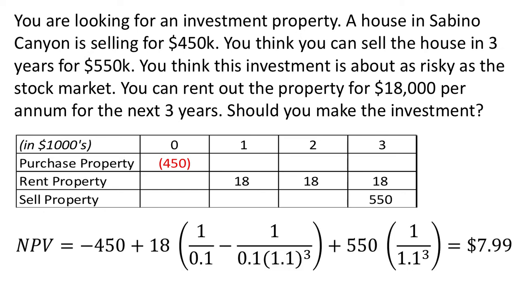And here's the formula you should have come up with. The 450, you don't have to do any discounting on that, it's in time 0. The 550, use a 3-year discount factor. The 18 is a 3-year annuity starting in year 1, so just use the 18 times the annuity factor. And you should have gotten $7.99, which is in thousands again. So that's $7,990.